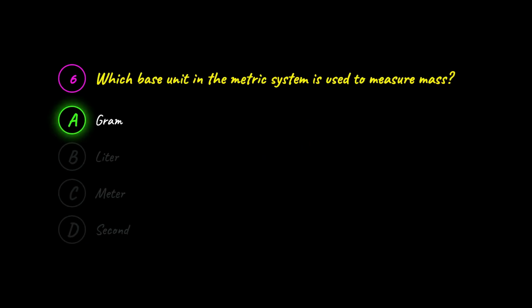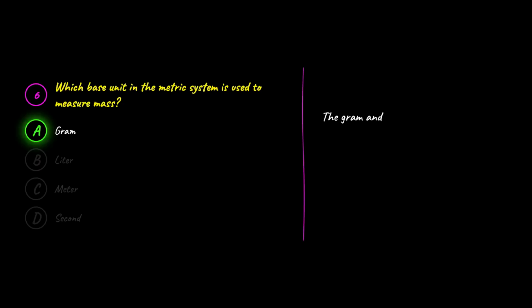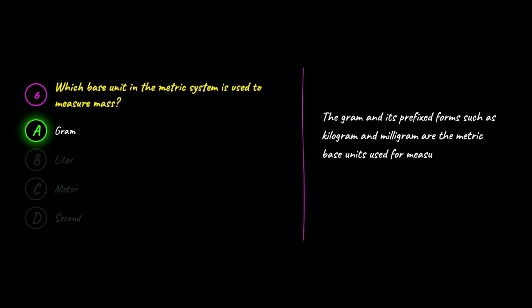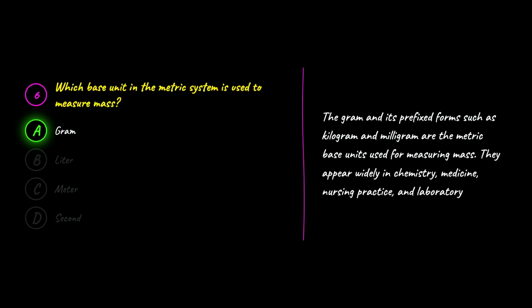The correct answer is A, gram. A is correct because the gram and its prefix forms such as kilogram and milligram are the metric base units used for measuring mass. They appear widely in chemistry, medicine, nursing practice, and laboratory settings.